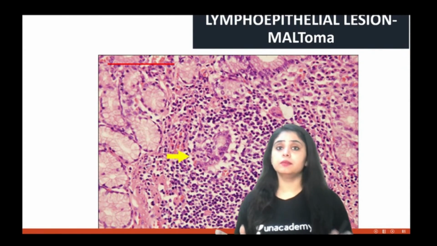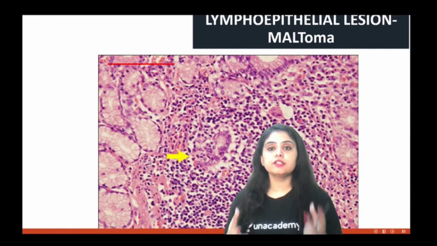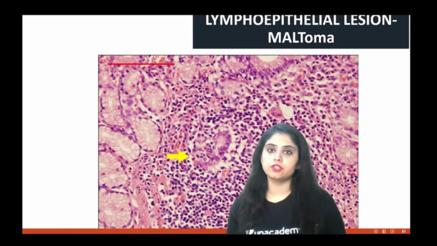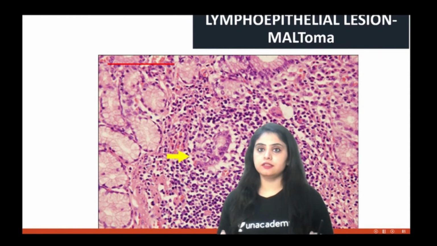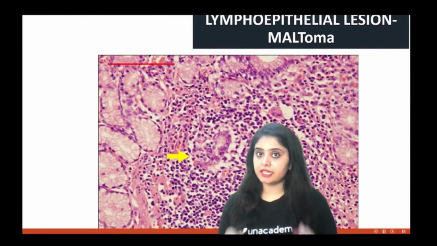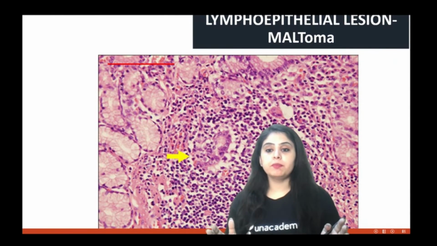It is MALT, mucosa associated lymphoid tissue. So this is a tumor arising from the lymphoid tissue. So basically in simple terms, this is a lymphoma. This is occurring in the stomach, which is actually the most common site of a maltoma. And this is the picture that you'll get.